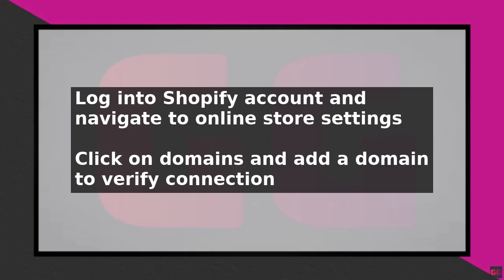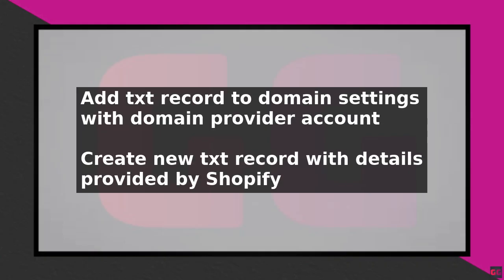Shopify will then provide you with a TXT record that you need to add to your domain settings with your domain provider. This TXT record is used to verify that you own the domain. To add the TXT record, log into your domain provider account and navigate to the DNS settings. In the DNS settings, create a new TXT record and enter the details provided by Shopify.